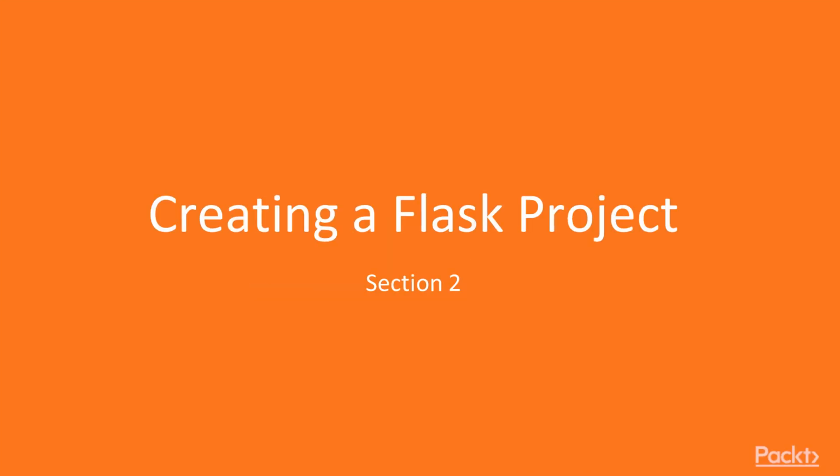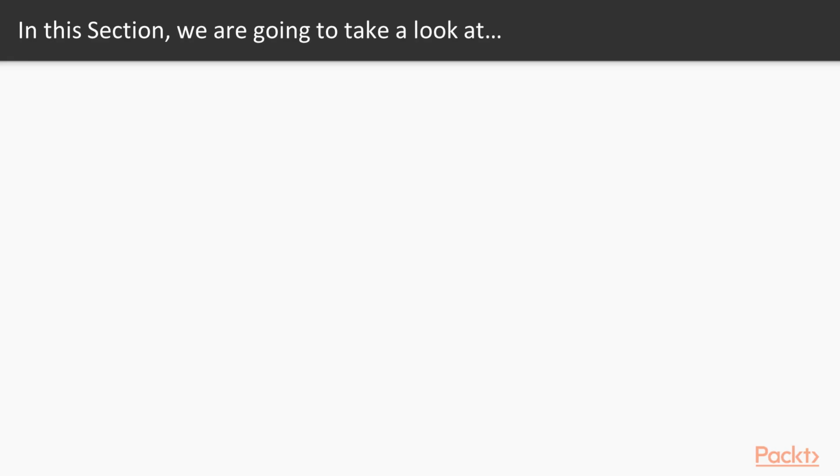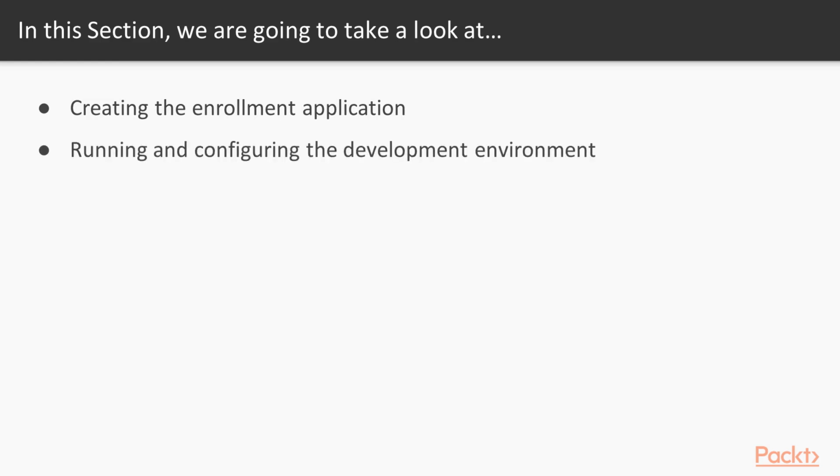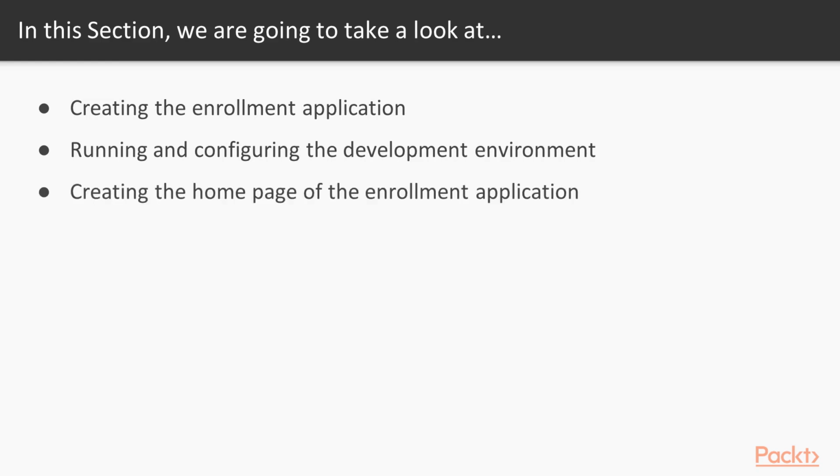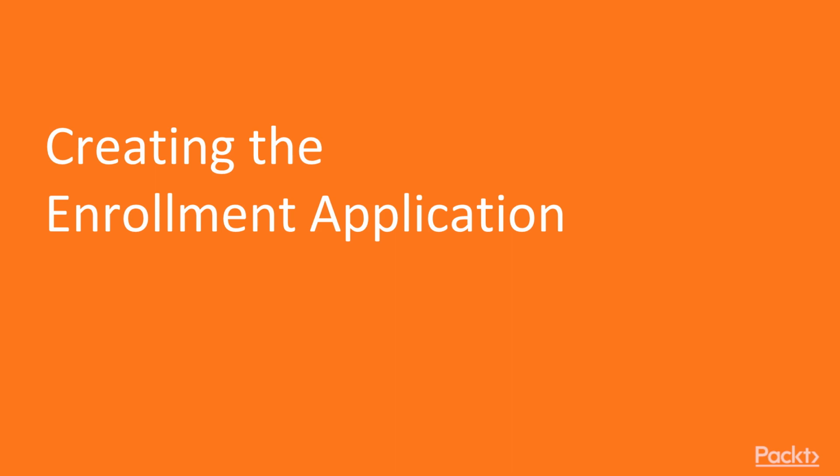Creating a Flask project, section 2. In this section, we're going to take a look at a few things. First, we're going to create the enrollment application, and then we'll be running and configuring the dev environment. Also, we'll create the homepage of this application and also the navigation menus and the routing patterns as well. So let's see what we need to do before we can start building this application.